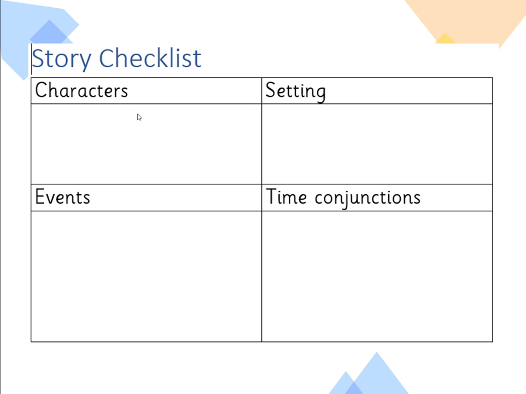identifying characters, they don't change much. The setting, so what the scene is that the characters are appearing in, what's happening on that particular page or pages, and then any time conjunctions you can see in the story. So we're going to have a look at the first page and highlight some of those features, and then I'm going to show you what I mean.